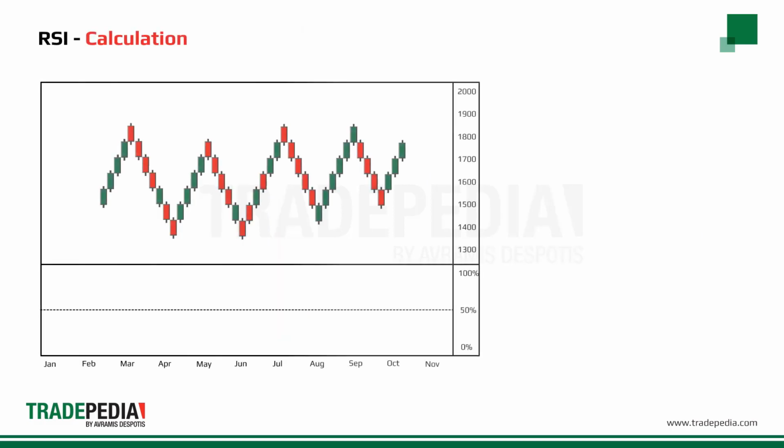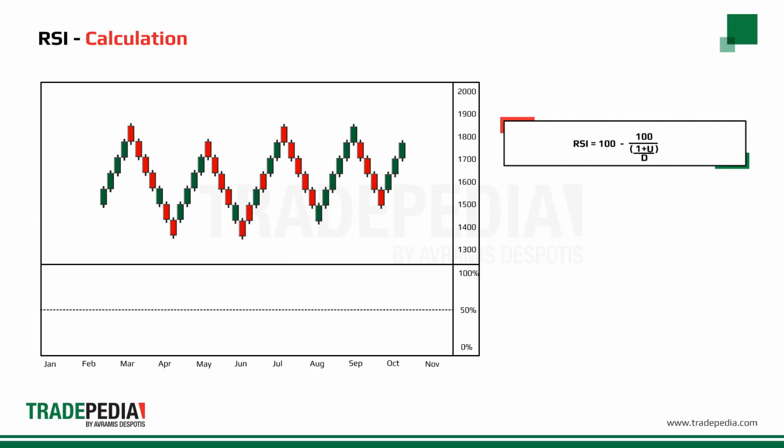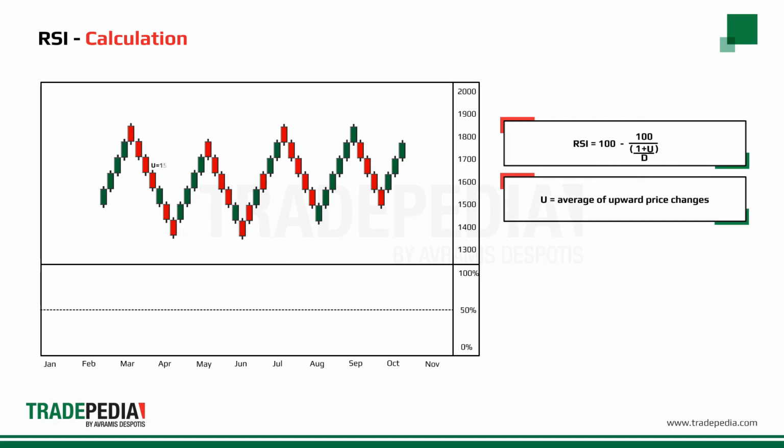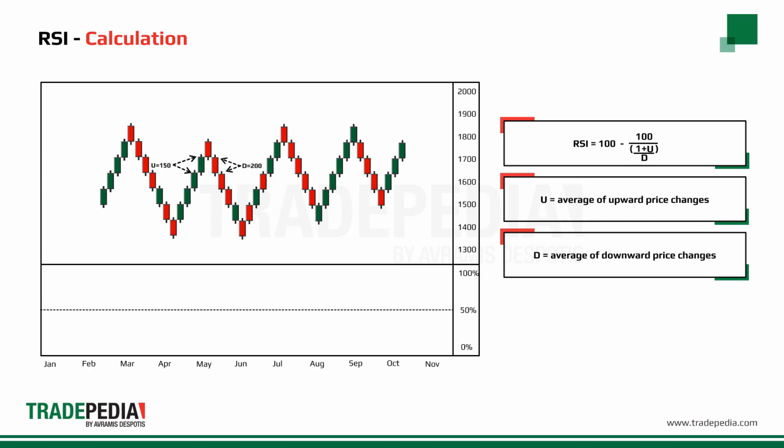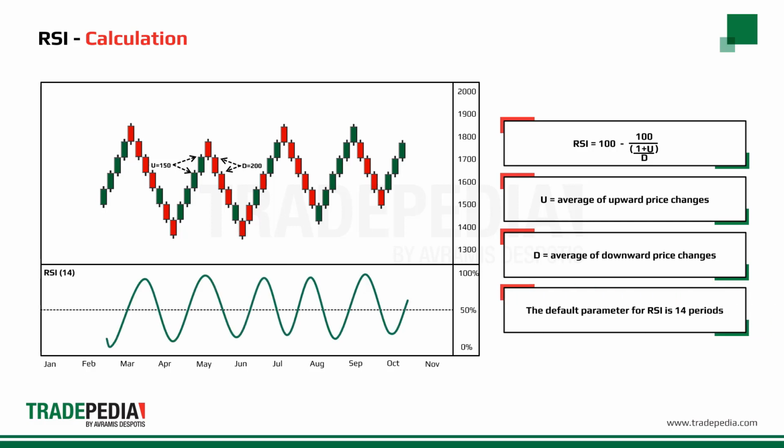The RSI is calculated using the following formula, with U representing up days and D representing down days. An up day is a day where the close is higher than the previous day's close. A down day is a day where the close is lower than the previous day's close. The default parameter, as suggested by Wilder, is 14 periods, although some traders alter it to change the sensitivity of the oscillator.